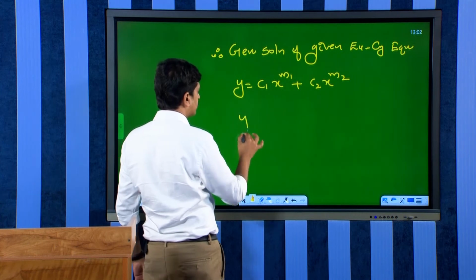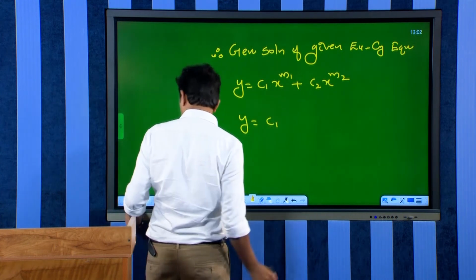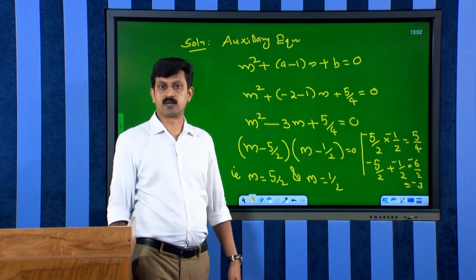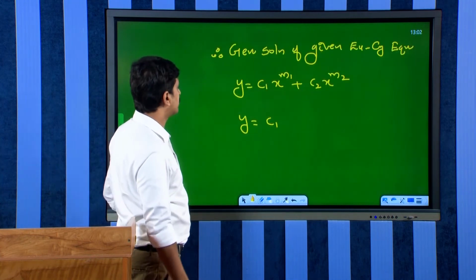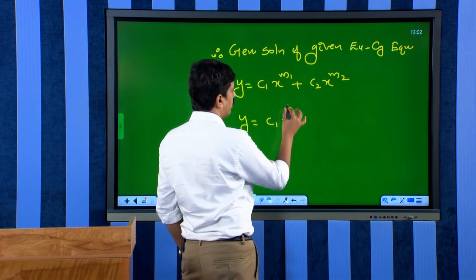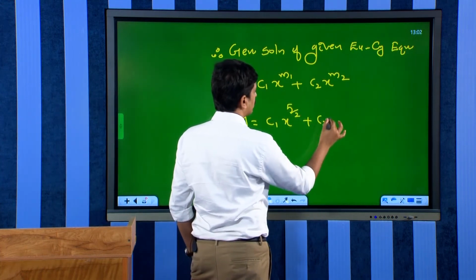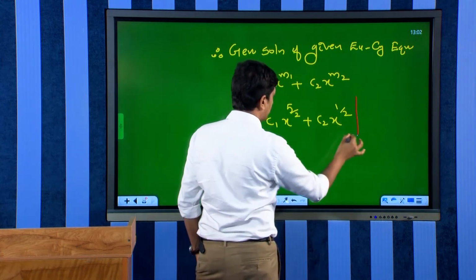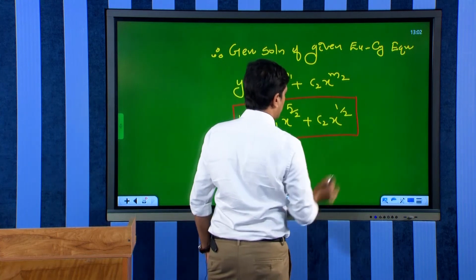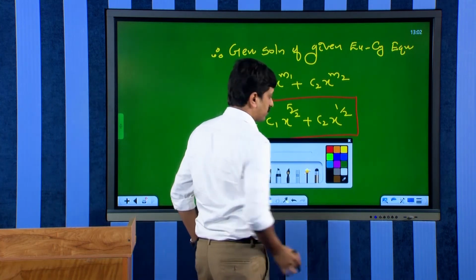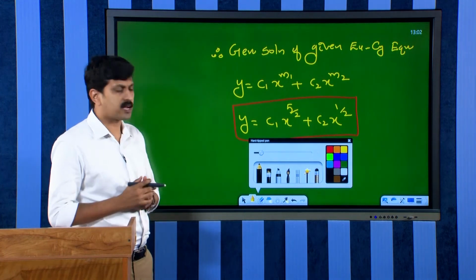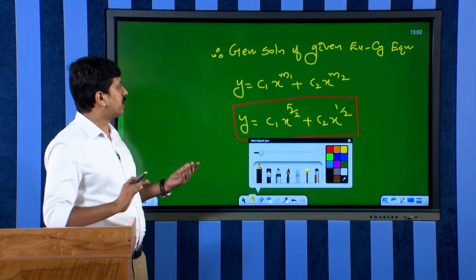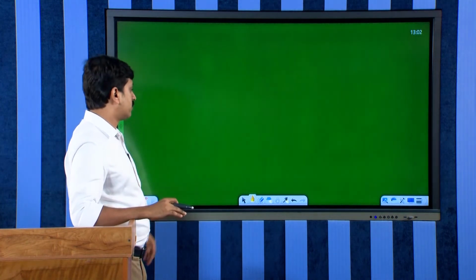Therefore, y is equal to C 1 x raised to 5 by 2, where m 1 is 5 by 2 and m 2 is 1 by 2, plus C 2 x raised to 1 by 2. This is the general solution of the given Euler Cauchy differential equation. So, dear students, there are many such questions available in different forms in the many materials of differential equations.